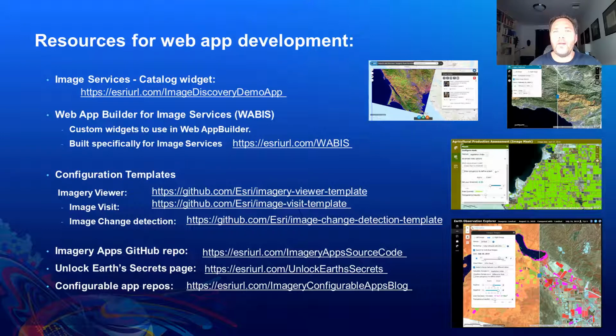Configuration templates that enable the creation of applications with no coding. They include a general imagery viewing application, as well as more specific applications, such as a visit application to enable quality control of imagery and the review of many locations. There is also a change detection application. There are a number of imagery apps that have also been created where all the source code is available. The simplest way to see these apps is to go to the Unlock Earth Secrets page, but follow the links to get access to all the code that can be used to quickly create similar applications.